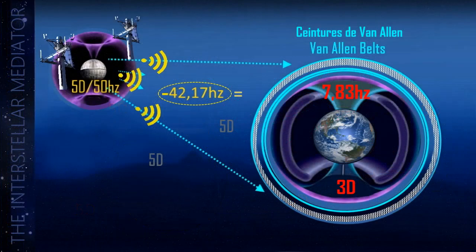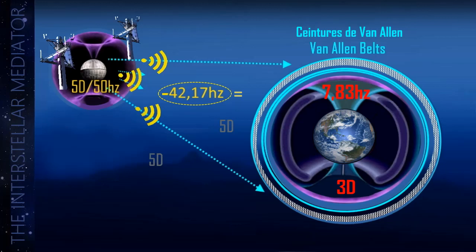In other words, using the principle of negative or destructive interference, the reactors literally impose a specific frequency on the magnetosphere of the Earth, basing all the Earth, the fauna, the flora, and the population in the same frequency, 7.83 Hz, the 3D base, that of the Earth's matrix and Schumann resonances.